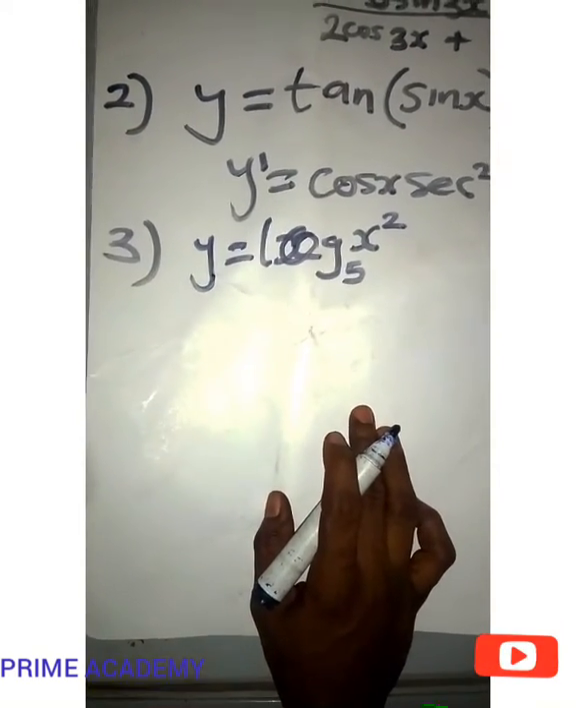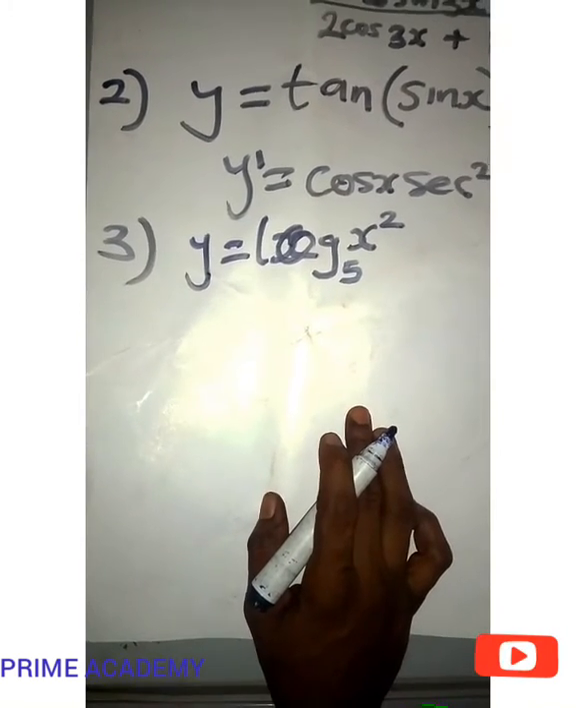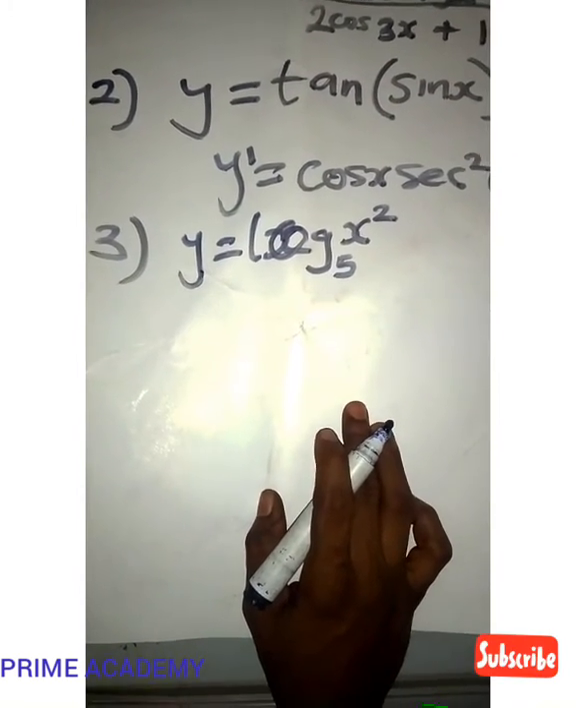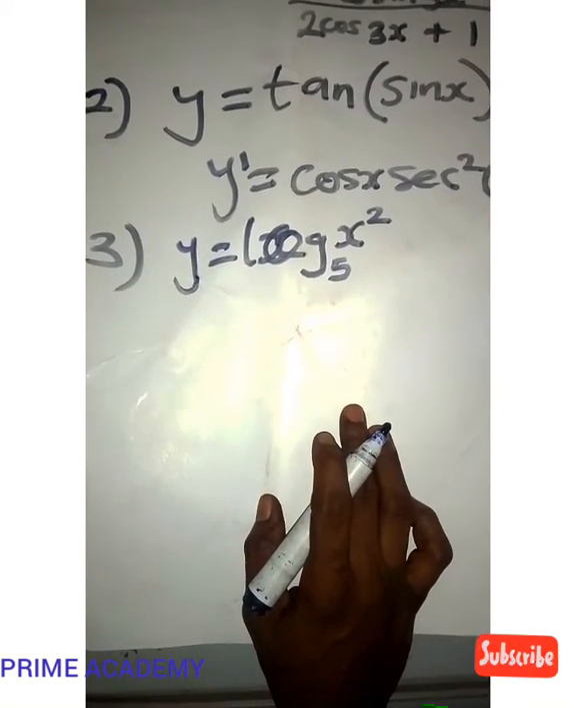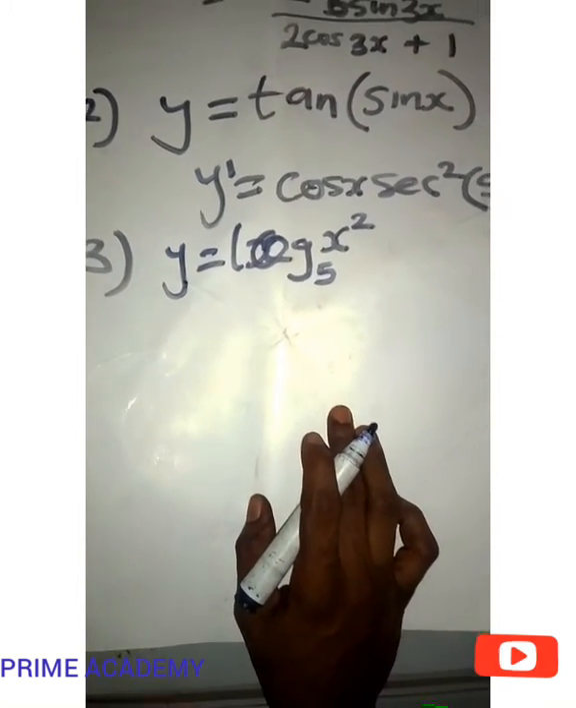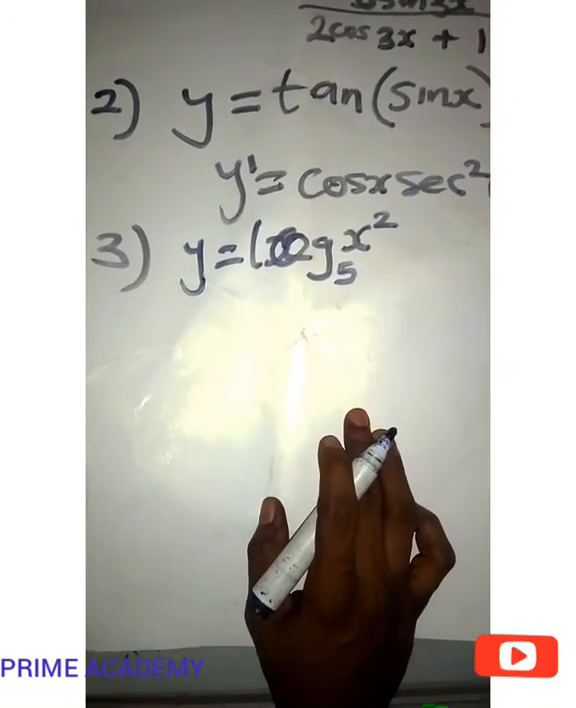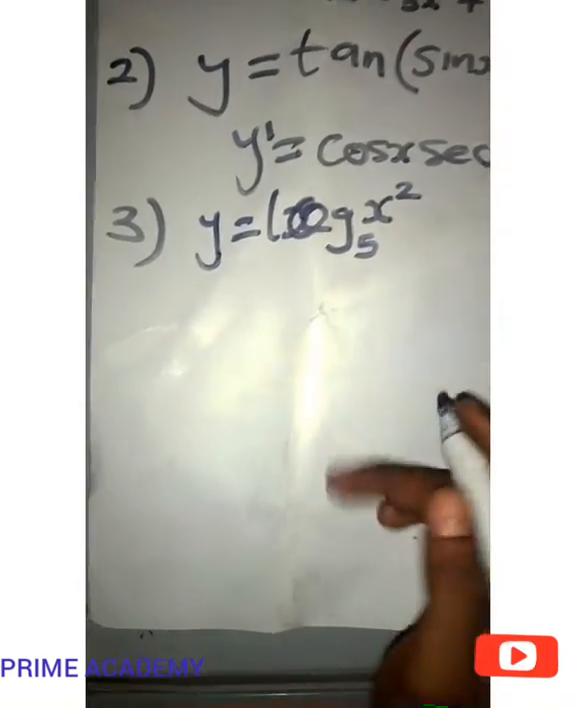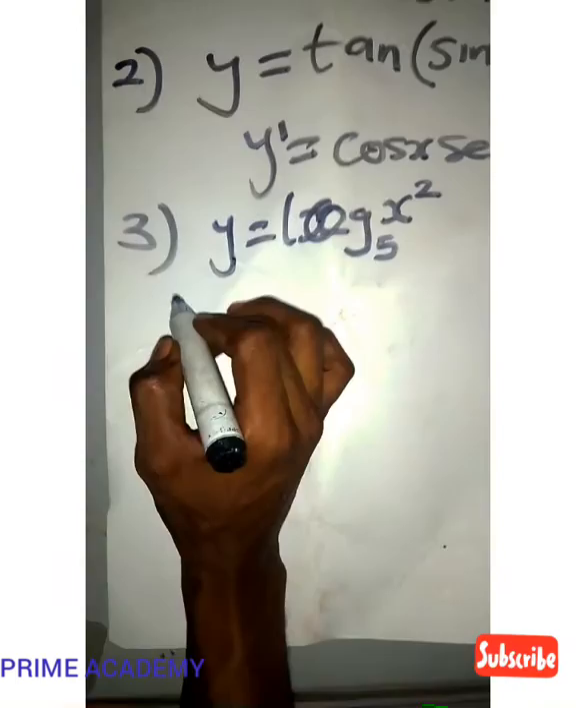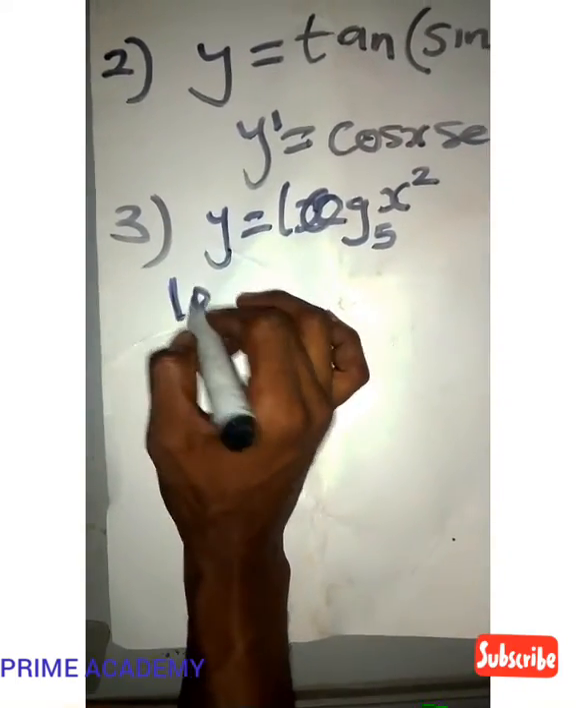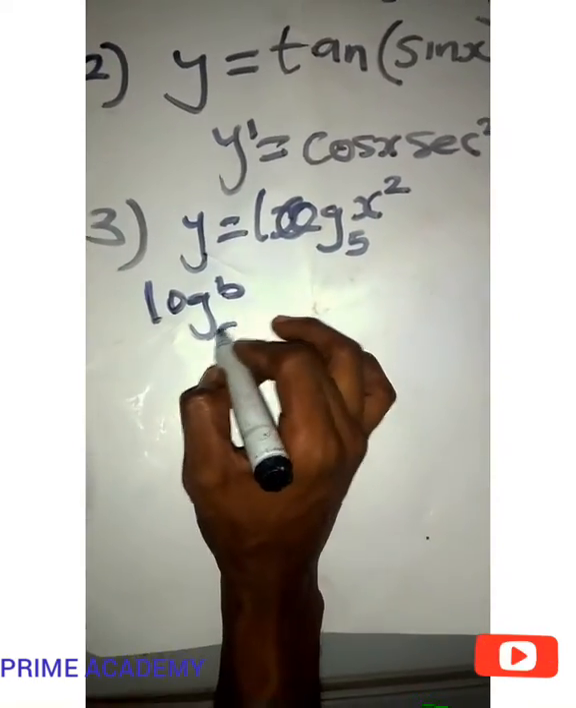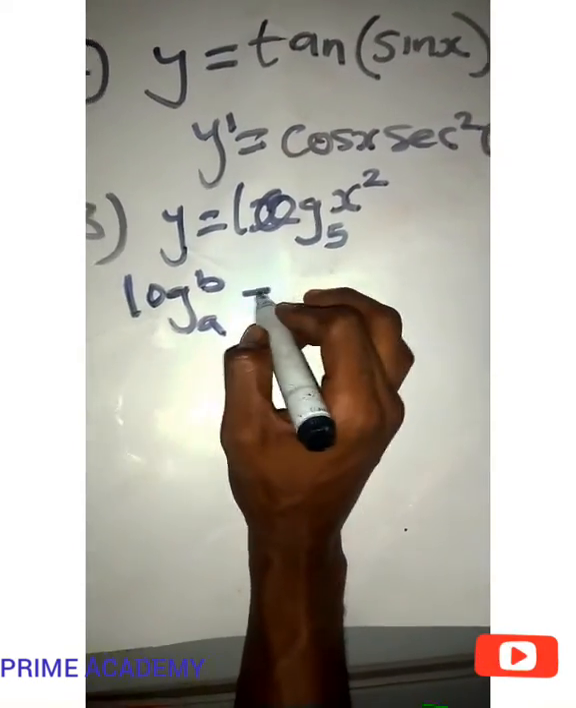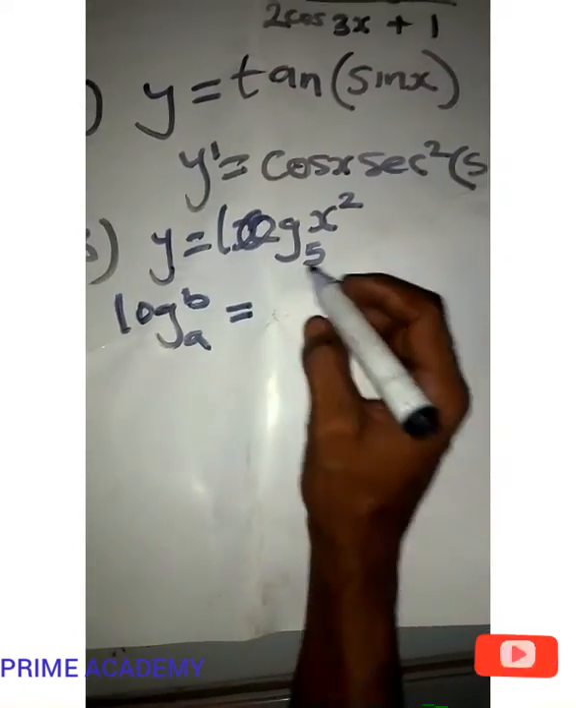So we have log x squared to base 5. Now in differentiation, we can only differentiate ln, that is the natural logarithm. So whenever we have a log to the base of a number, we need to change it to natural logarithm, that is ln. And the conversion from your logarithm, you notice that when you have log b, where b is a number, to base a, where a is a number, you want to change it to ln.